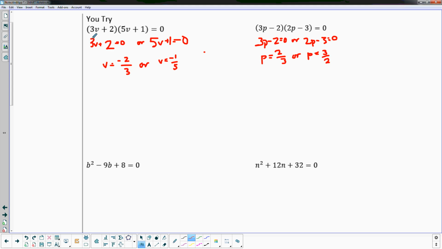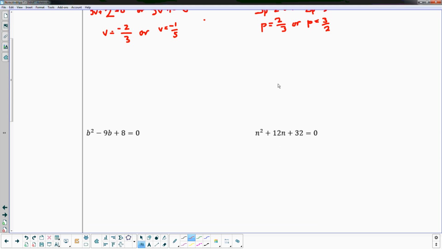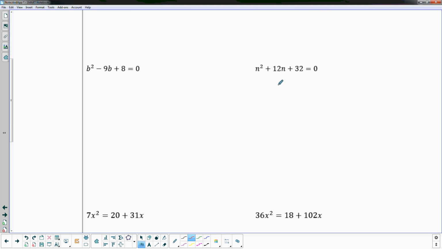So all you had to do was solve each one of these equations in the parentheses, set those equal to 0 and solve. So on the first one, I get -2/3 or -1/5. On the second one, I get 2/3 or 3/2. Okay, again, some somewhat complicated answers, but they work out pretty well. I mean, they're not terrible, right? And the work to get there wasn't the worst in the world, other than the fact that you didn't get nice, pretty whole number answers.